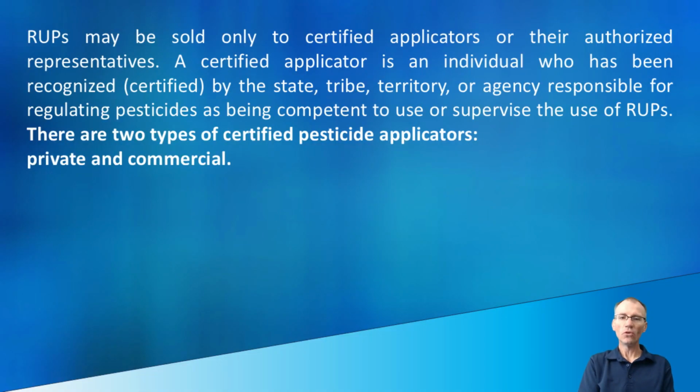RUPs may be sold only to certified applicators or their authorized representatives. A certified applicator is an individual who has been recognized, certified by the state, tribe, territory, or agency responsible for regulating pesticides as being competent to use or supervise the use of RUPs. There are two types of certified pesticide applicators, private and commercial.